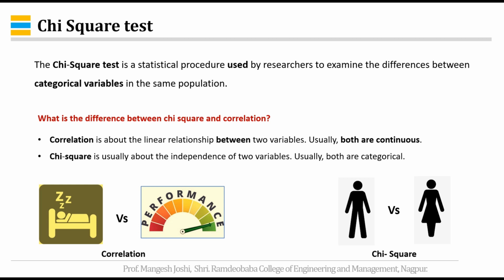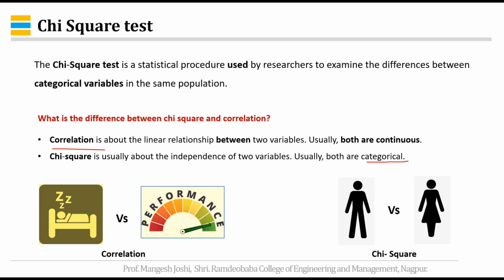So, what is the difference between chi-square and correlation? We have seen correlation is about the linear relationship between two variables, usually both continuous. In chi-square, it is usually about the independence of two variables, and the variables involved in the chi-square test are categorical.